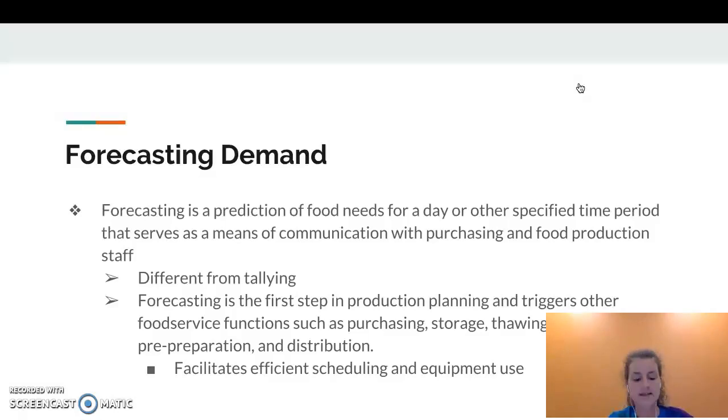This is different from tallying, which is a simple count of menu items actually requested by customers. Forecasting is a first step in production planning and triggers other food service functions such as purchasing, storing, thawing, pre-preparation, and distribution, because none of this can be done without forecasting. It also facilitates efficient scheduling and equipment use.